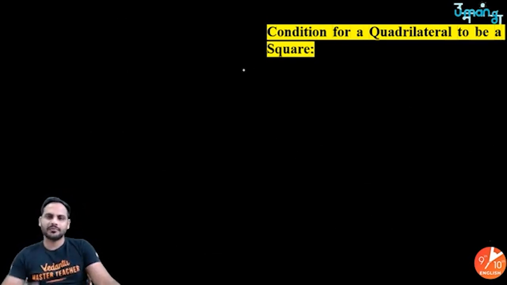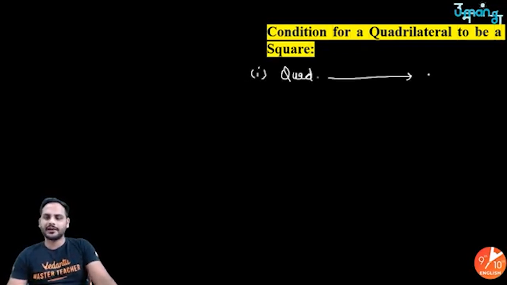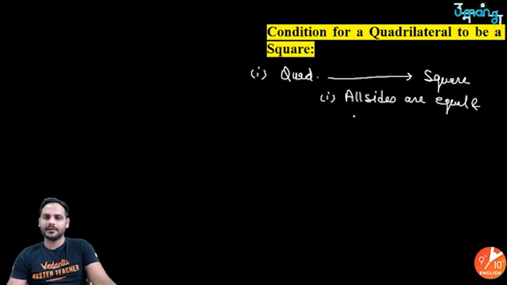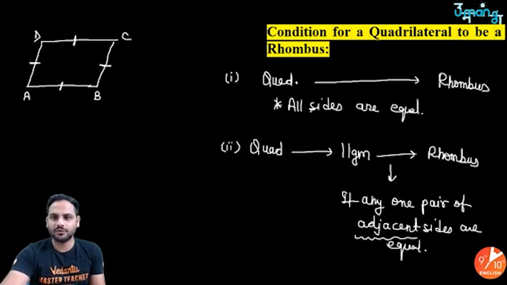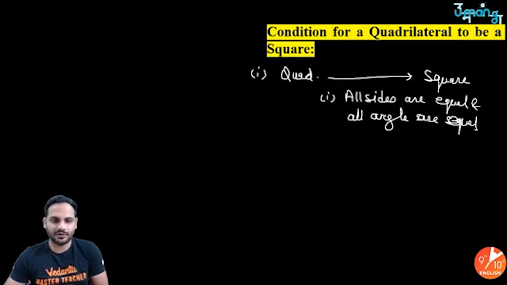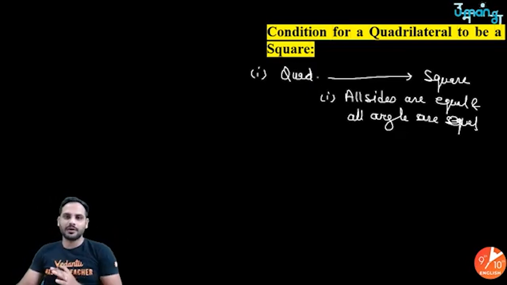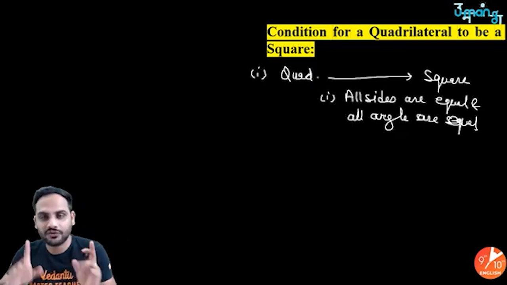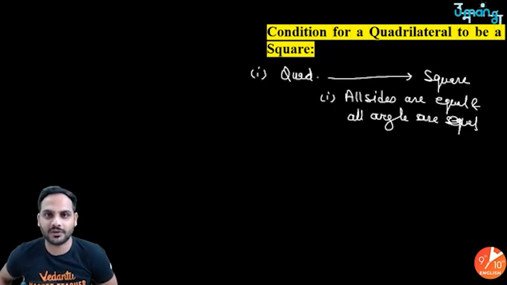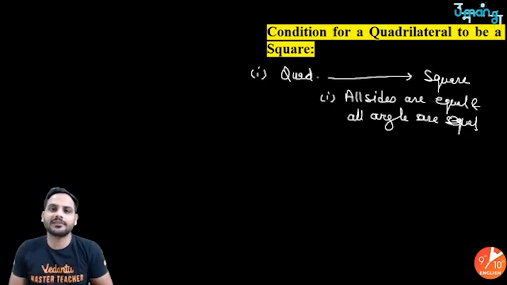Now for a square, it is a combination of both. The first case is that from quadrilateral you go directly to square, so for that you have to prove both the parts: all sides are equal and all angles are equal. Remember, beta, only if you are proving that all sides are equal, it means it will be a rhombus, because for a rhombus I have told you all sides are equal. So the confusion sometimes comes that a quadrilateral in which all the sides are equal is not a square, it is a rhombus. For a square, all sides as well as all angles must be equal.